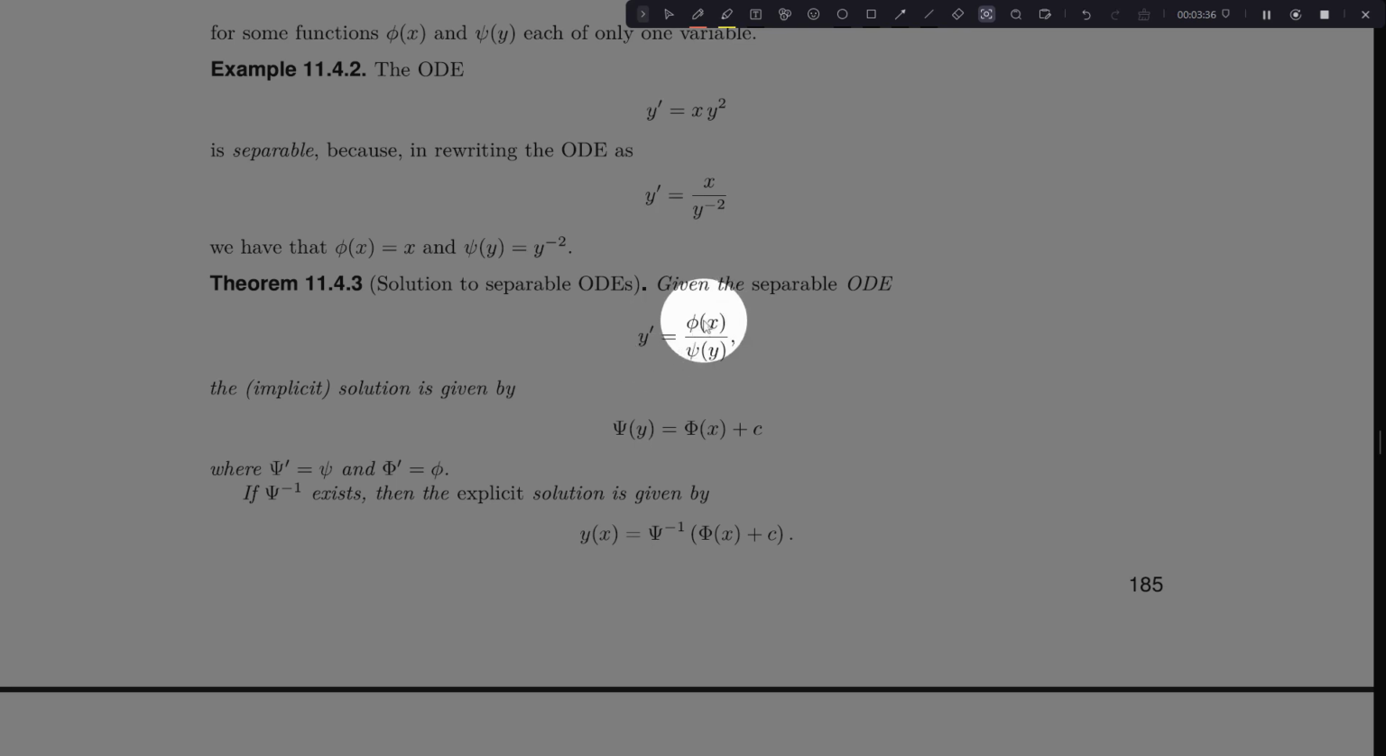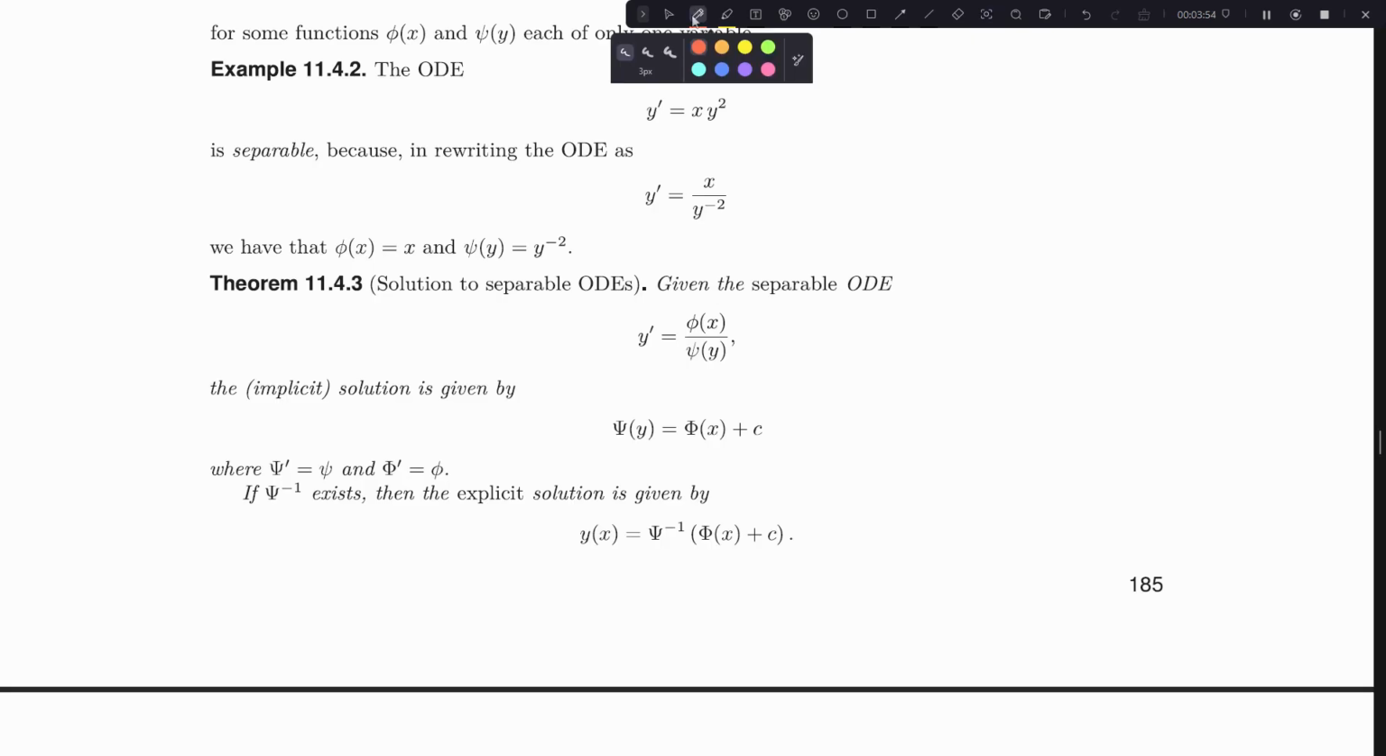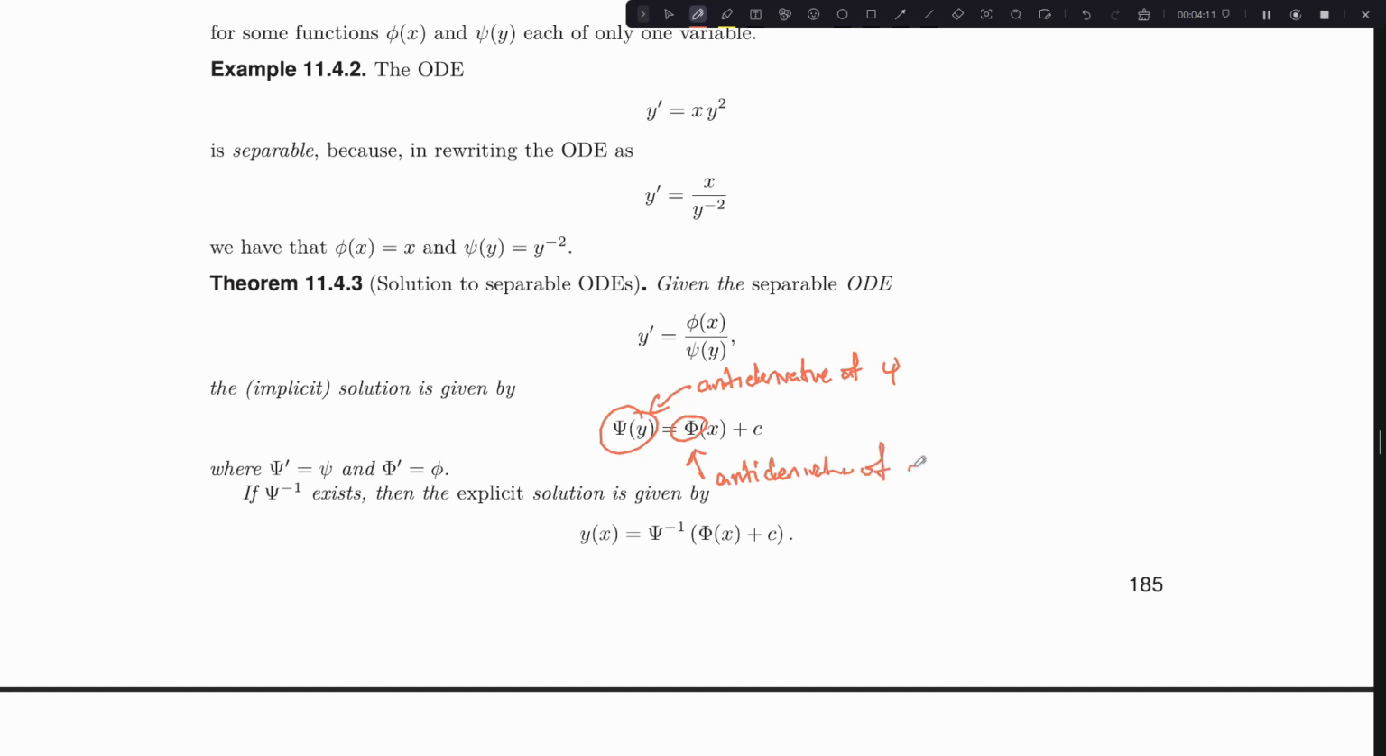Because if I write the right-hand side as a division of phi divided by psi, then the implicit solution is just given by capital psi of y equals capital phi of x plus c, where the capitals are antiderivatives. Okay, so what we want to think about here is that this is the antiderivative of lowercase psi, and this is the antiderivative of lowercase phi.